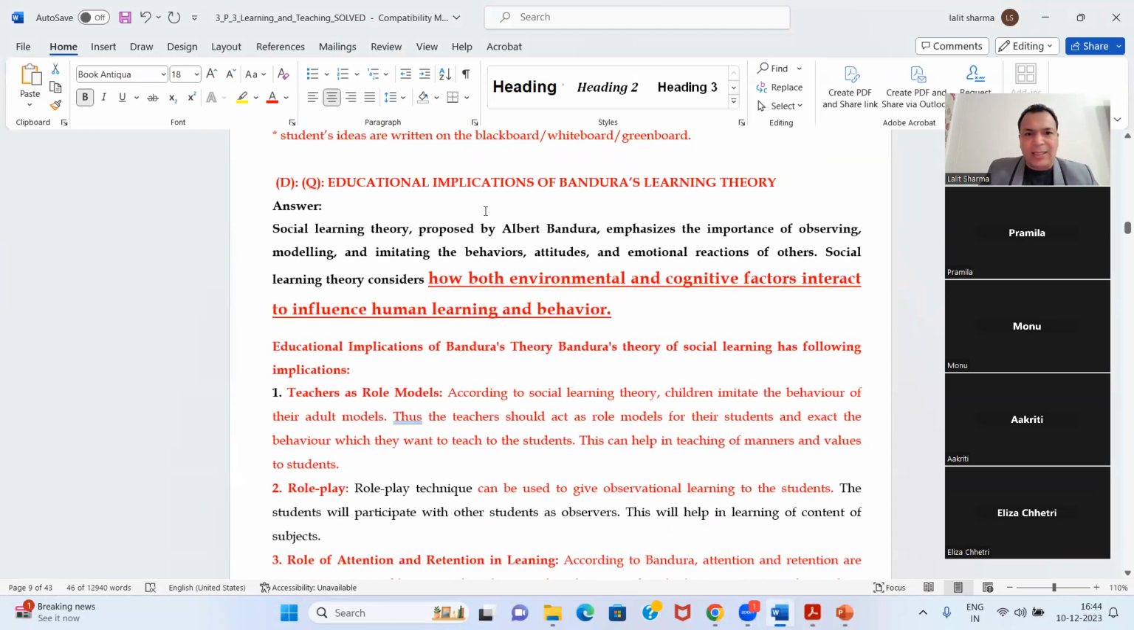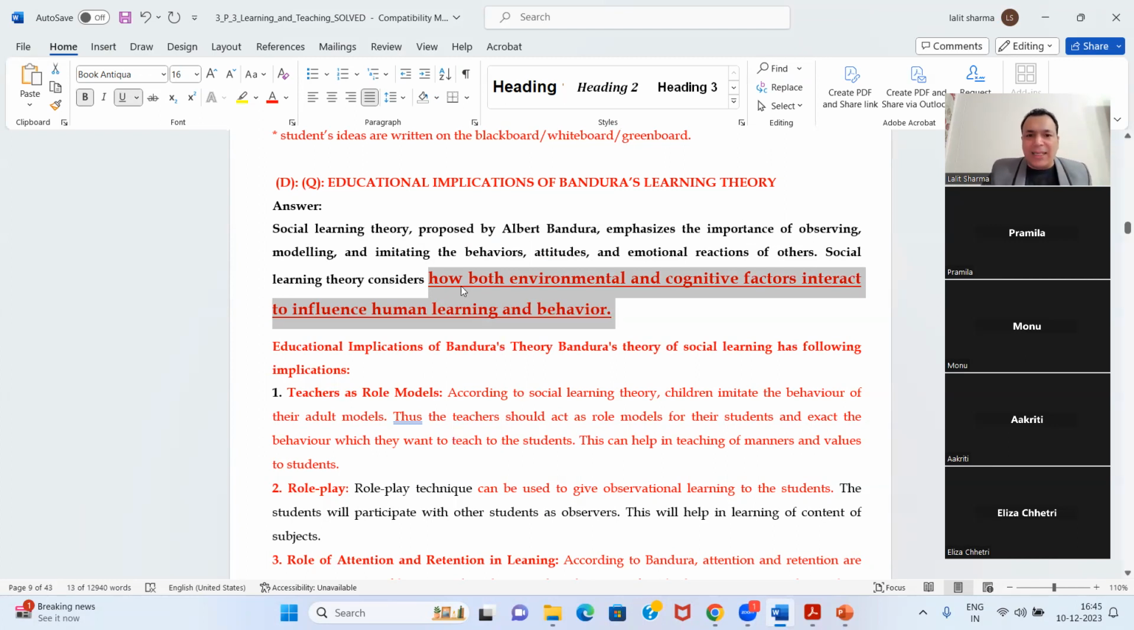Bandura has given this question. Bandura has given the social learning theory. Social learning theory proposed by Albert Bandura emphasizes the importance of observing, modeling, and imitating the behavior, attitudes, and emotional reactions of others. Social learning theory considers, now look, I have increased the size of this line because from that line you will come to know what that theory says.